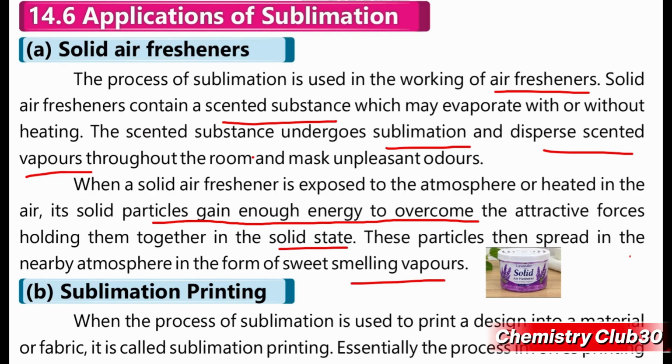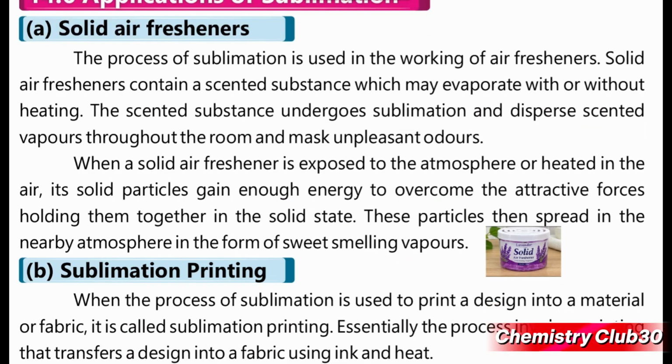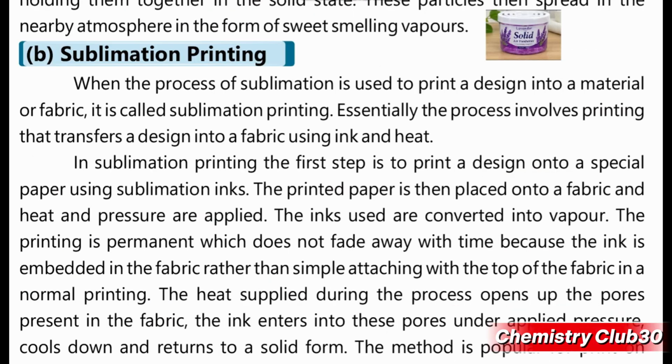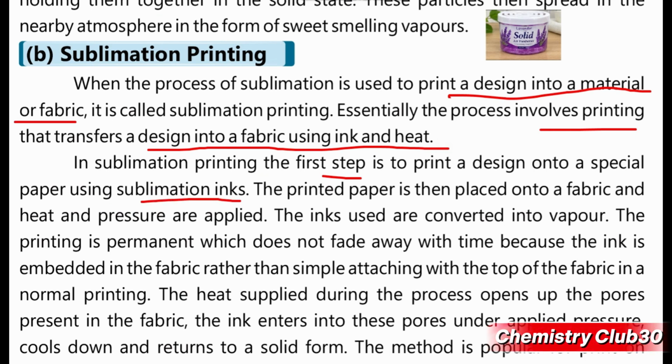Second application is sublimation printing, which is being used nowadays. When the process of sublimation is used to print a design onto a material or fabric, it is called sublimation printing. Essentially, the process involves transferring a design onto fabric using ink and heat. In sublimation printing, first step is to print a design on a special paper using sublimation ink.